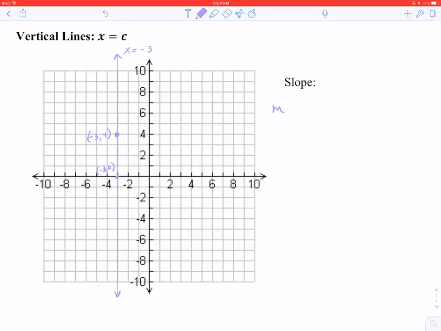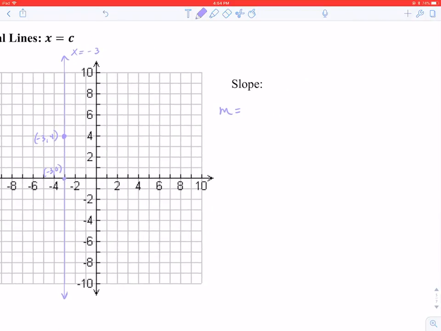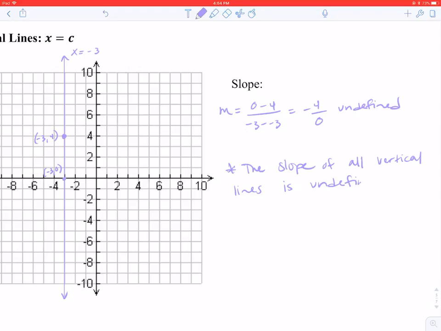change. And if we go and try and use slope formula to find the slope of this line, we would get, for these 2 points, -4 over 0, which, remember, 0 can't be in the denominator, is undefined. So the slope of all vertical lines is undefined.